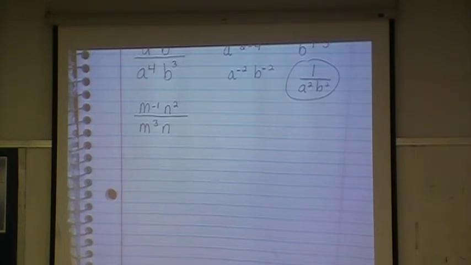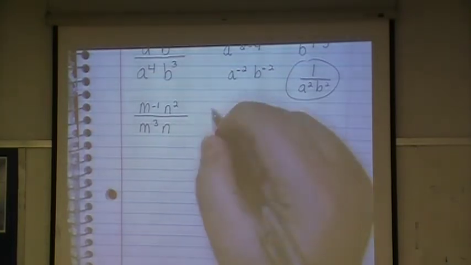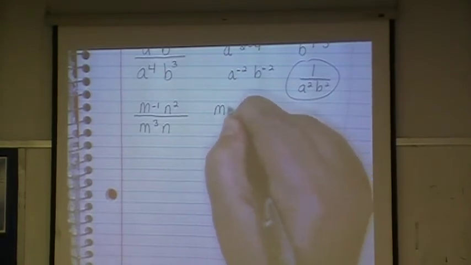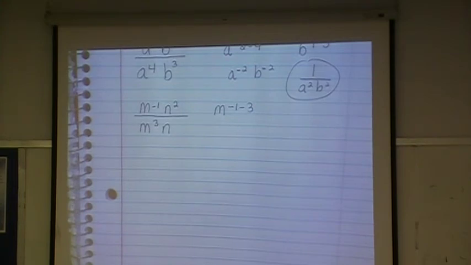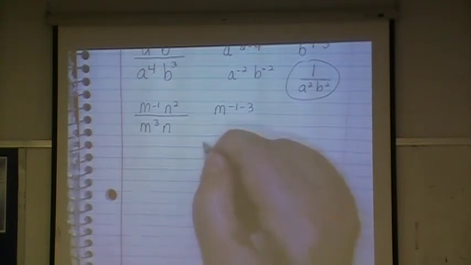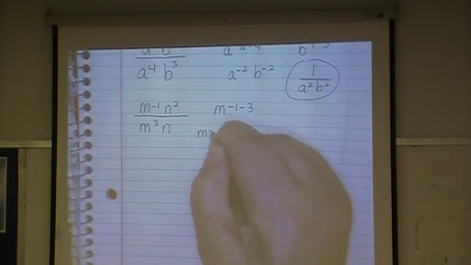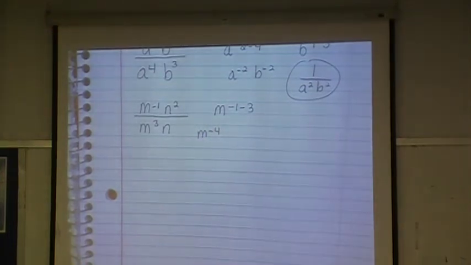All right, so I don't have a whole number. I don't have to worry about reducing anything. So I'm gonna look at my m's. I'm gonna say, okay, my m's. I say -1 minus 3. -1 minus 3 is going to give me what? -4. So my m is a -4.